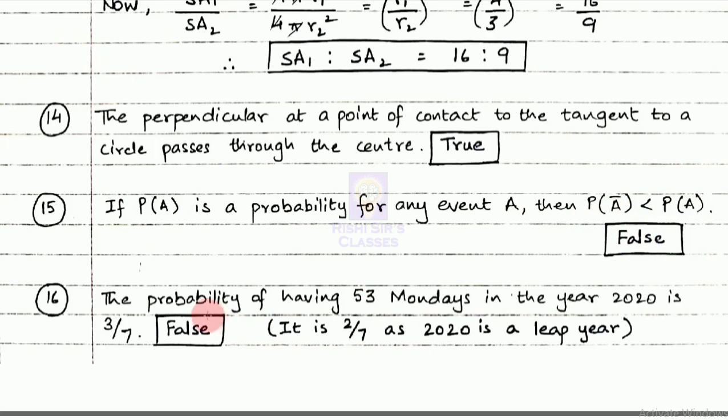16.1. The probability of having 53 Mondays in the year 2020 is 3 upon 7. False.